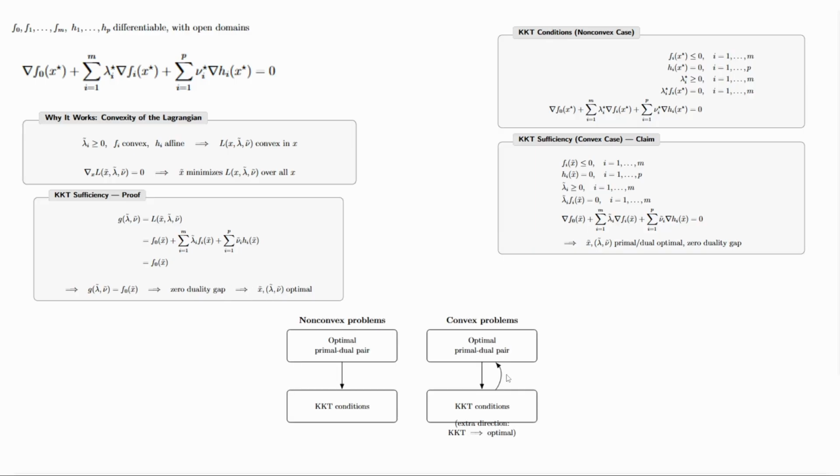Alrighty, so here's a neat little diagram. For non-convex problems, we have only one direction: if you have the optimal primal dual pair, then those KKT conditions are attained. And if you start with just the KKT conditions, it's not necessarily the case that you have an optimal primal dual pair. But if you do have a convex problem, then it does go in the other direction. And so these are entirely equivalent: the KKT conditions tell you exactly what it means to be an optimal primal dual pair.